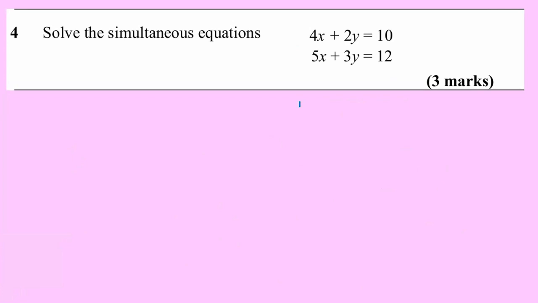So this question says solve the simultaneous equations. We have 4x plus 2y is 10 and 5x plus 3y is 12. So for this one, we want to get it to a similar value. So I'm going to just choose to cancel out the y's. I'm going to times this one by 3 and times this one by 2 to get it to 6y. So we have 12x plus 6y is 30.